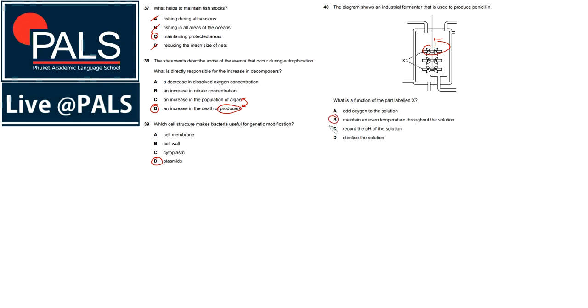So this is for maintaining an even temperature in the solution. So if the microorganisms do aerobic respiration as well, aerobic respiration produces heat. So if the whole thing is not evenly mixed, then we will have some microorganisms more concentrated in some places and producing more heat, which means some places will get hotter, some will get cooler. So by keeping everything mixed, it as well maintains an even temperature.